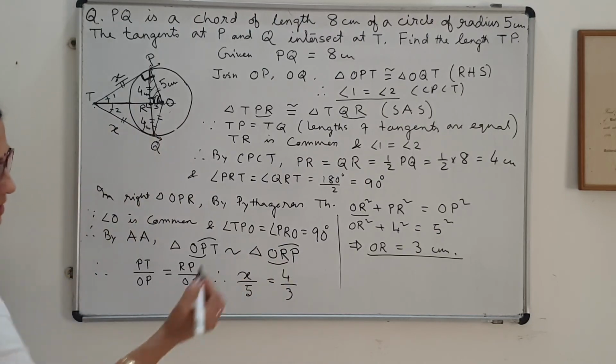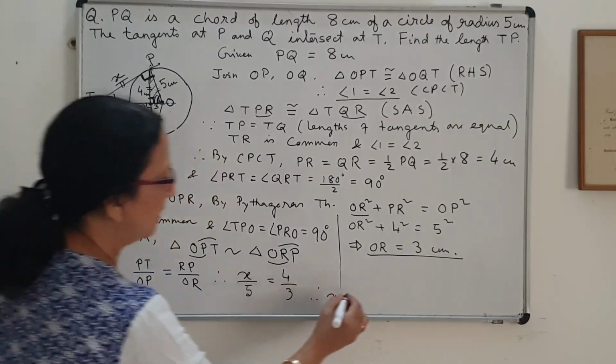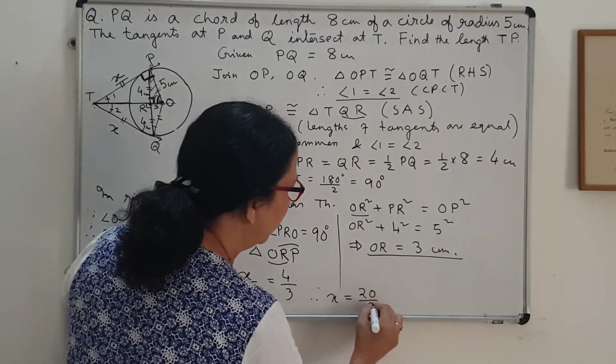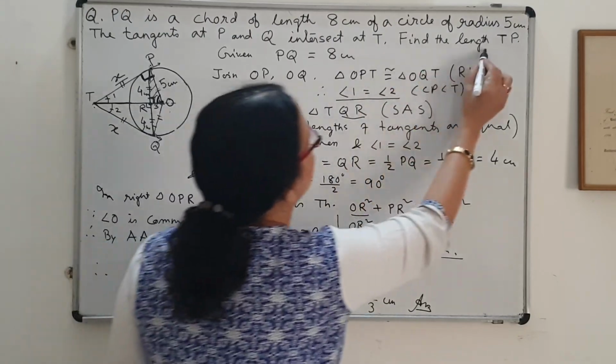So now very easily you get the value. Therefore x is equal, by cross multiplying, to 5 times 4 is 20, divided by 3: 20 by 3 centimeter. This is the answer. This is the length of TP.